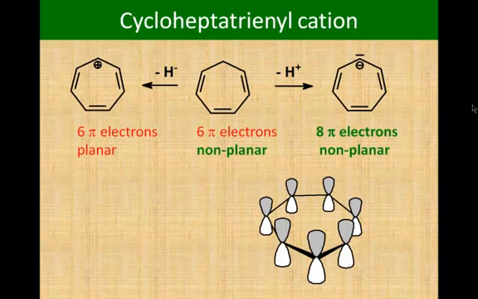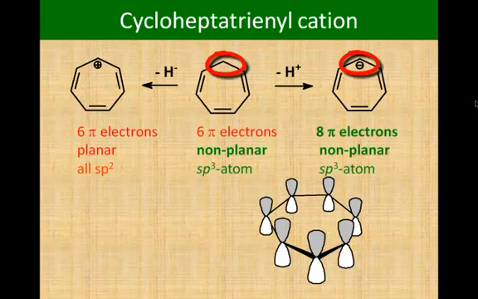The cycloheptatrienyl cation is planar. Cycloheptatriene itself is non-planar, and the cycloheptatrienyl anion is also non-planar. The cycloheptatrienyl cation has all sp2 hybridized carbons in the ring, whereas in cycloheptatriene and its anion, we have in each of those one sp3 hybridized carbon atom. So the cycloheptatrienyl cation fits all of our criteria for aromaticity. So it is aromatic.